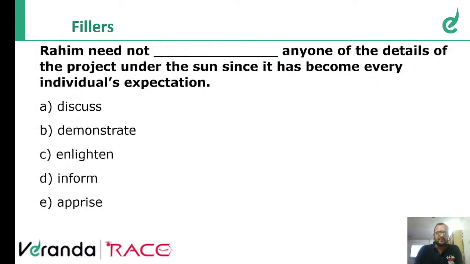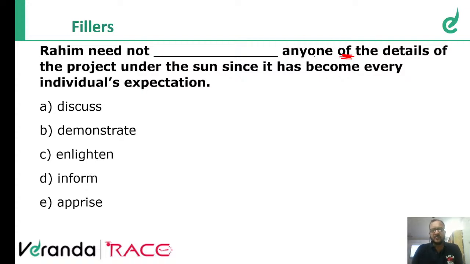Next question. Rahim need not dash any one of the details of the project under the sun, since it has become every individual's expectation. Need not dash anyone. So apprise anyone. See, here we have used of. Here we have used of.